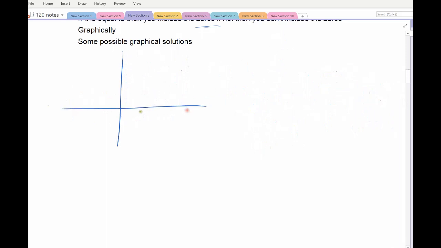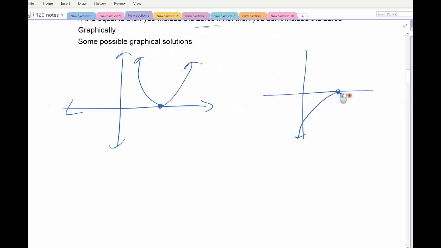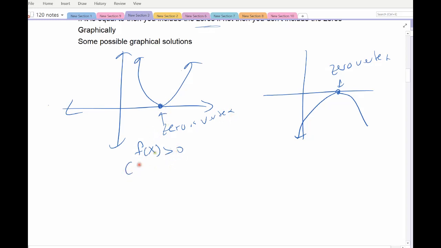Suppose that I have a graph where I have 1, 0, and the 0 is at the vertex. It can open up or it can open down, but that 0 is my vertex. If we're looking for when the function is positive, well, it's positive everywhere but at the 0. So whatever that 0 was, it'd be negative infinity to my 0, or my 0 to infinity. If it was looking for when it was negative, the answer would be never.